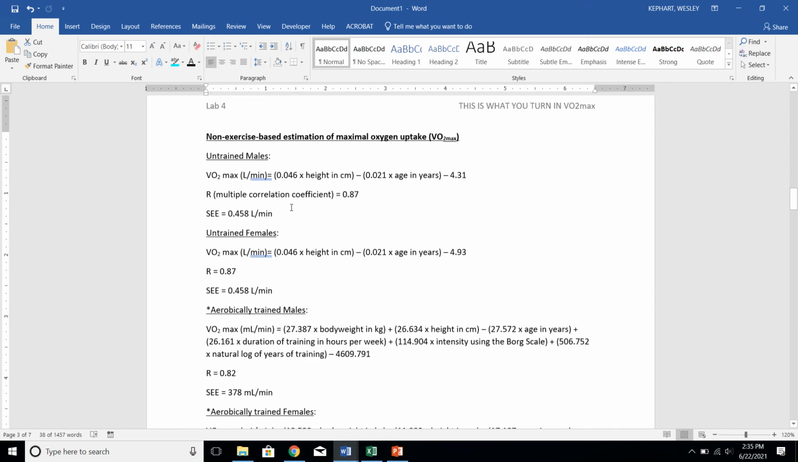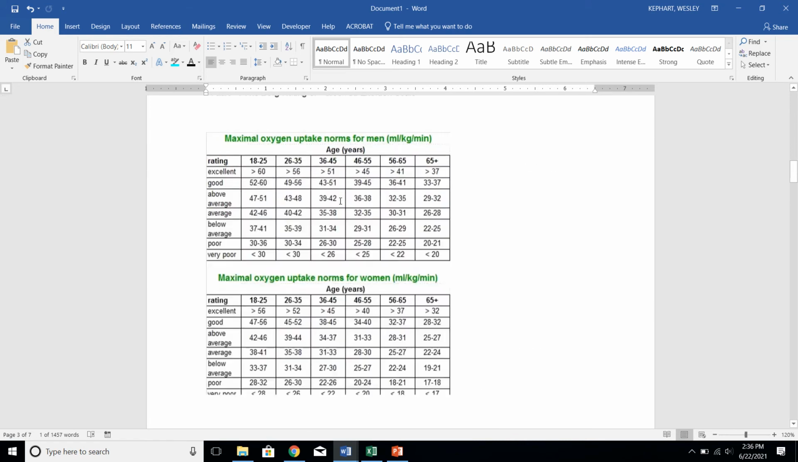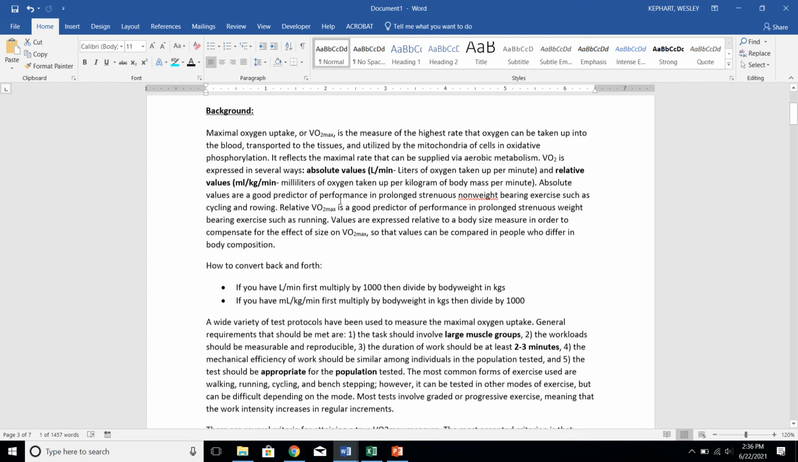Okay, so these untrained ones, here's a particular point to notice. They're predicting absolute VO2 in liters per minute. Now, earlier on, I told you that converting this to relative VO2 is going to be pretty imperative because we're going to be comparing these to our fitness standards. So let's just look at that really quick.